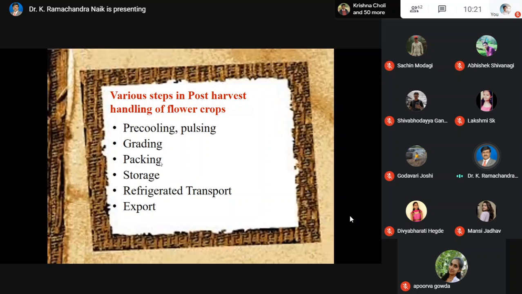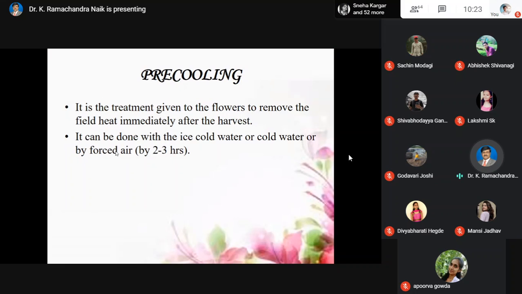So this I already told. This is pre-cooling, the removal of field heat. It may be done by various means: sprinkling water, dipping in water, passing cool air, cold water, or ice cold water for 2 to 3 hours. It is only for a short period. So this cooling removes the field heat. So what are the advantages of pre-cooling then?